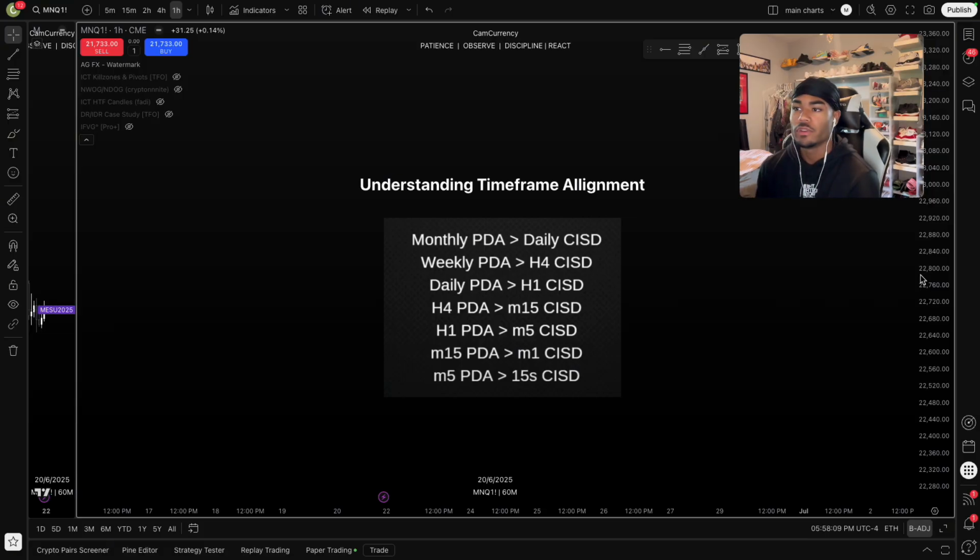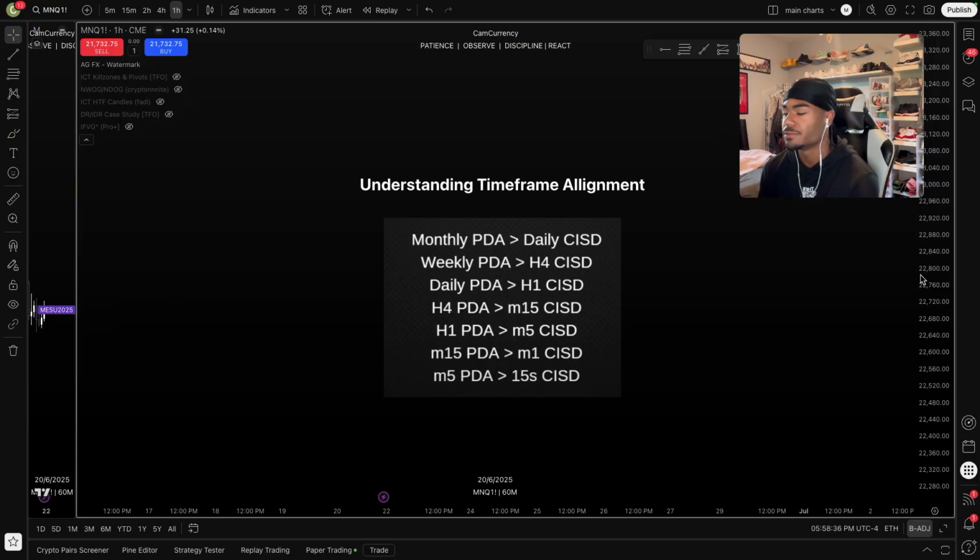So if you don't know what time frame alignment really is, first of all, you need to understand that price is fractal. So the markets move the same exact way no matter what time frame you're on, whether you're on the 5-second, the 5-minute, the 10 minute, the hourly, the 4 hour, the weekly, the monthly, the yearly, whatever the case may be, the market will move the exact same way. The candles will print the exact same.